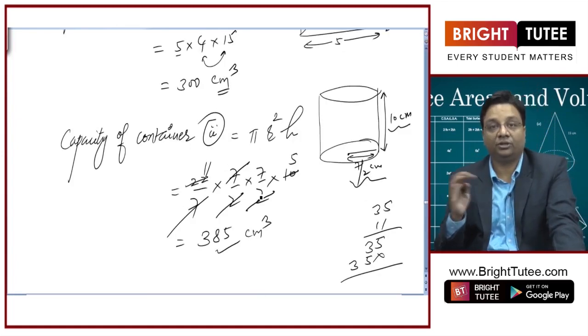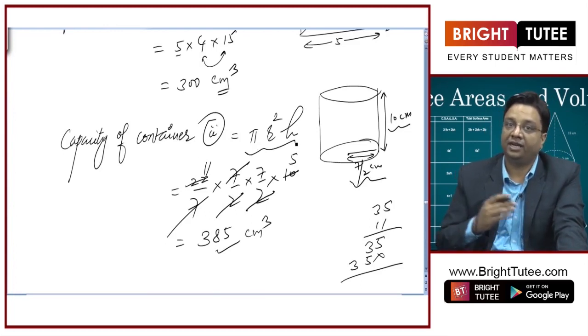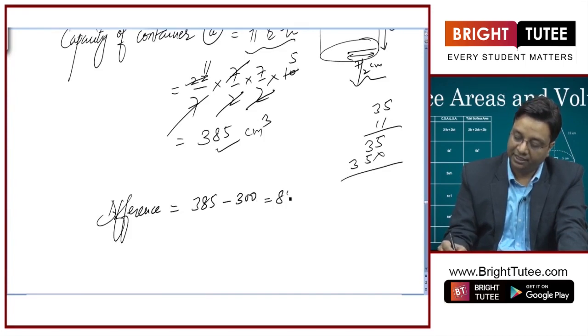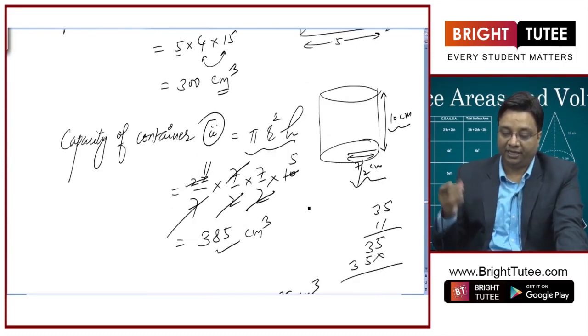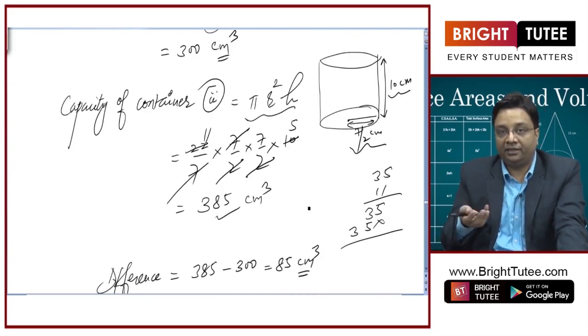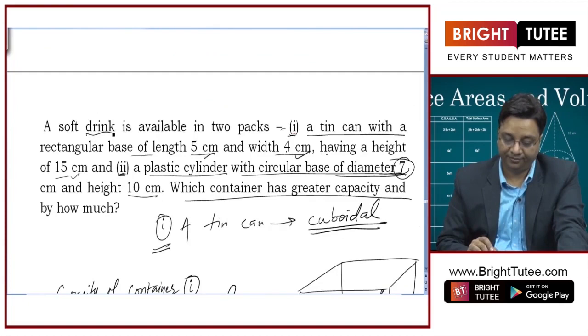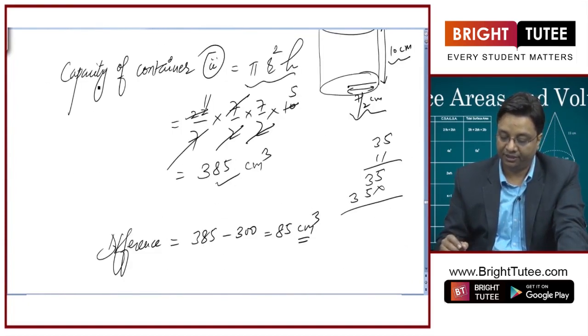Now which container has got a higher capacity? Obviously this cylindrical container has got a higher capacity, and by how much? The difference in capacities is 385 minus 300, that is 85 centimeter cubes. So the cylindrical container can contain greater amount or greater volume of the drink. All right, and by how much? 85 centimeter cubes.